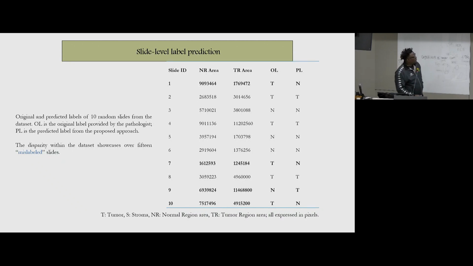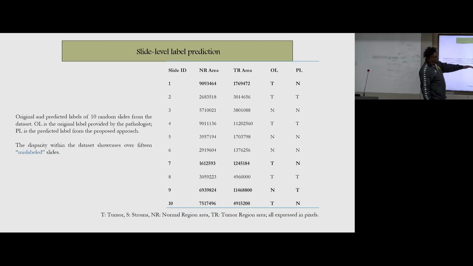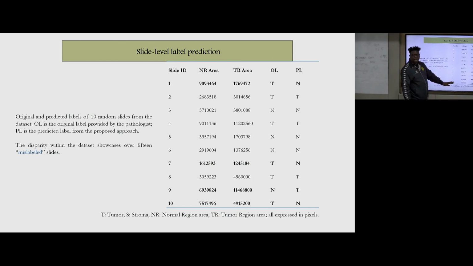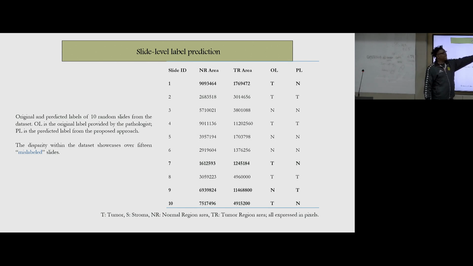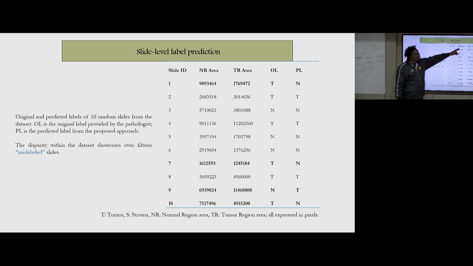And then look at what happens now. I have taken 10 random slides. So in these slides, I perform segmentation and I have a pixel area here. So I have a normal area.